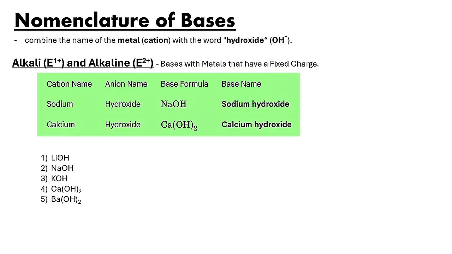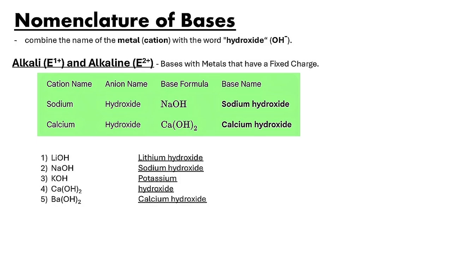So first example, LiOH. How do we name this? Remember, in naming metals, it should be only just the metal name. Lithium hydroxide. Since OH is hydroxide, just lithium hydroxide. Na is sodium, and OH is hydroxide, so sodium hydroxide. K is potassium, OH is hydroxide, so that's potassium hydroxide. Ca, calcium, OH is hydroxide, so it's calcium hydroxide.